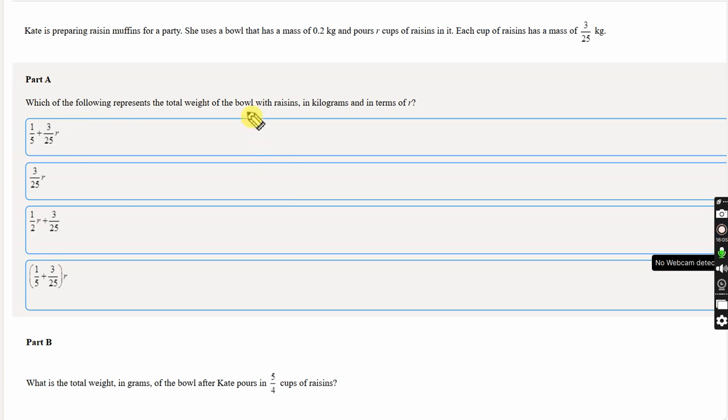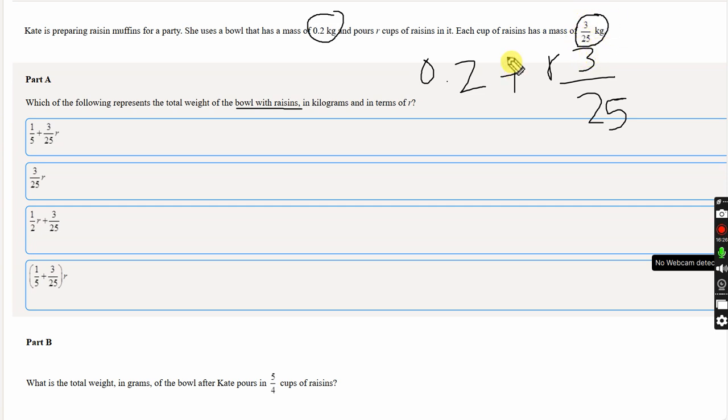If they want the total weight of the bowl with the raisins, keep that in mind. So the bowl, which is 0.2, and R cups of raisins. They didn't tell us how many cups of raisins, they gave that as an alphabet. So 0.2 plus R times 3 over 25. Because they gave you each cup of raisin has a mass of 3 over 25, but you don't know the amount of cups. But you know 1 cup is equal to 3 over 25. So as many cups as you have, you'll just multiply it by R because we don't know. They didn't tell us the number of cups.